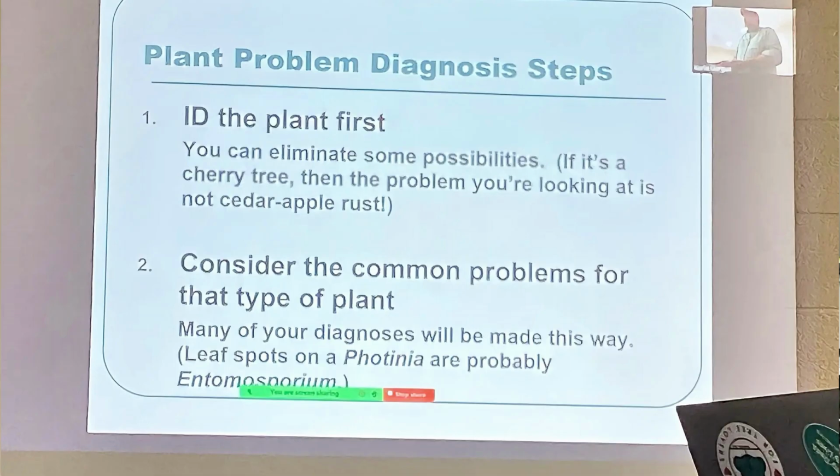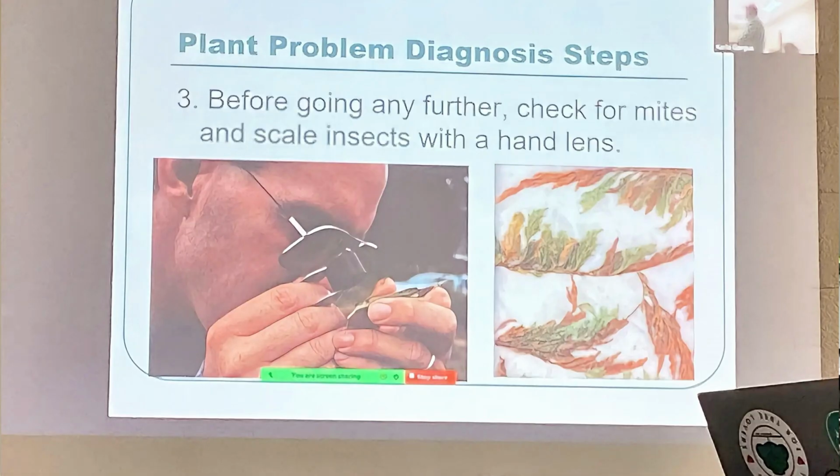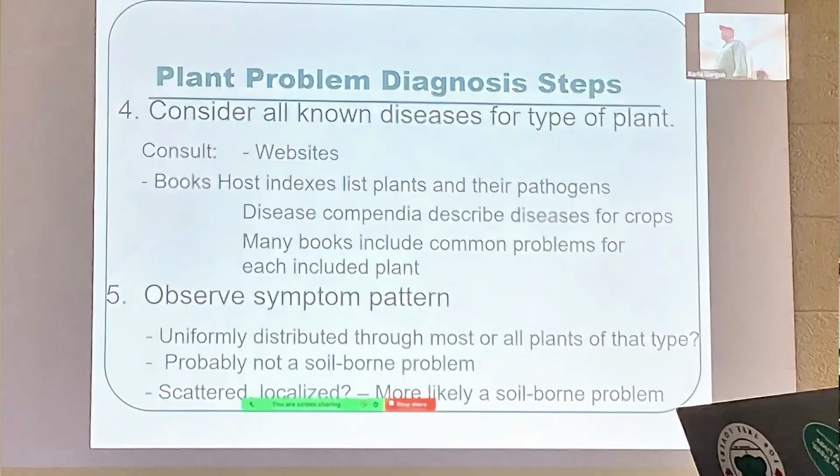Leaf spots of a Photinia are probably Entomosporium. Plant problem diagnosis steps, Step 3: before going any further, check for mites and scale insects with a hand lens. And then consider all known diseases for that type of plant. Consult websites, books, host indexes that list plants and their pathogens. Disease compendia describe diseases for crops. Many books include common problems for each included plant.